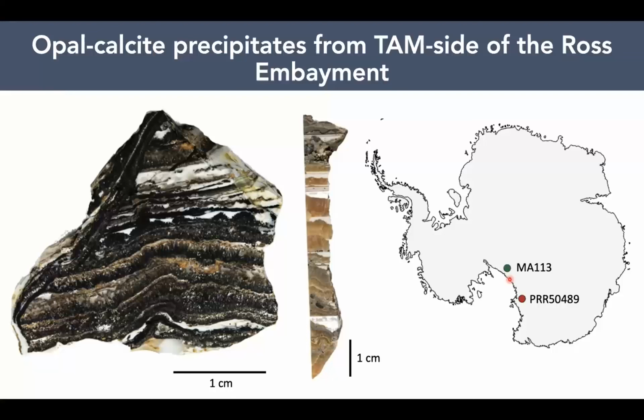And so the samples I'm looking at are these two here. You can see they're layered. These samples have dark to light layers, and the dark layers in both of these, black and orange respectively, are calcite.